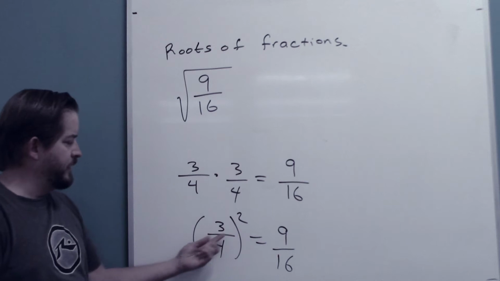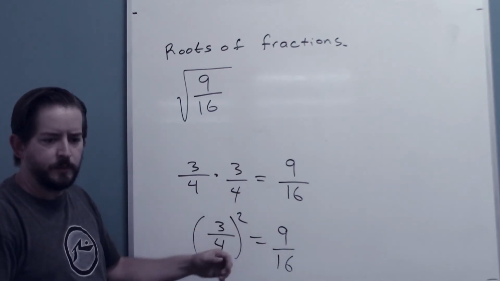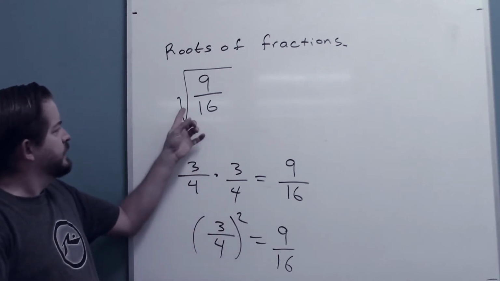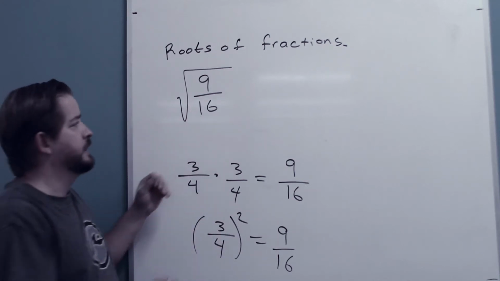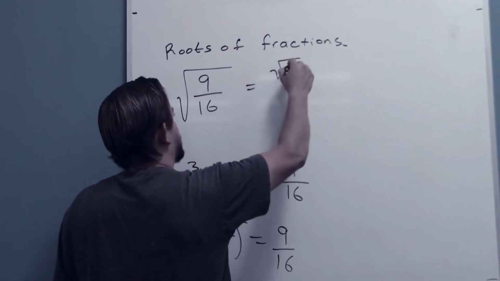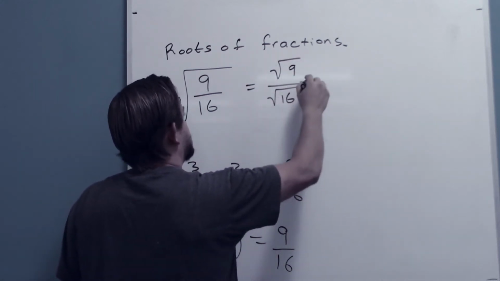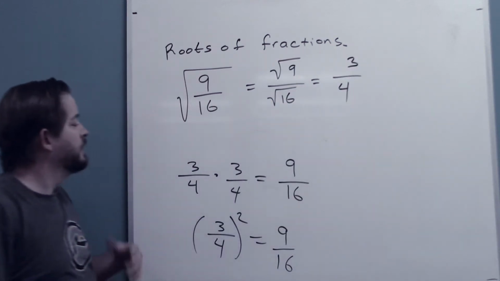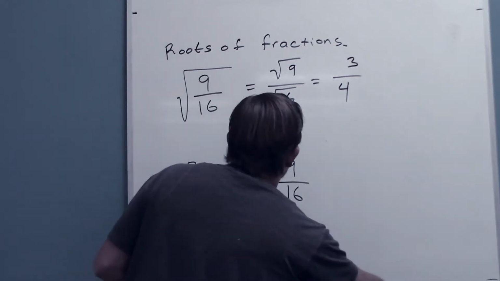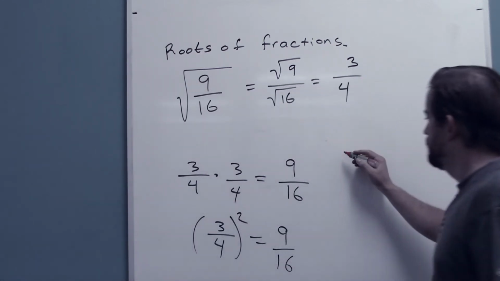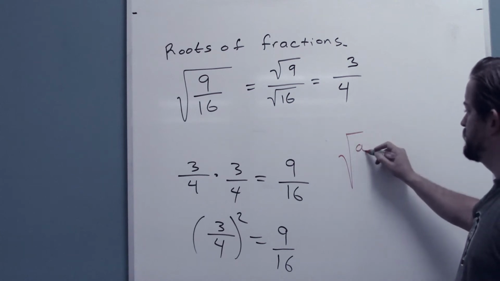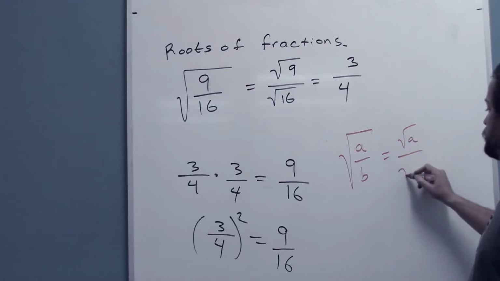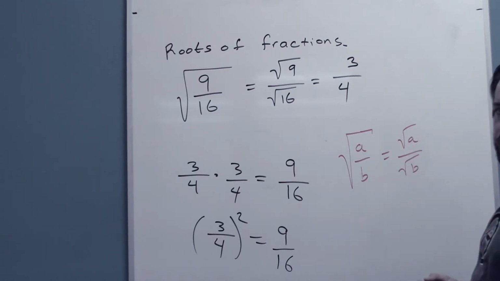And because back when we talked about exponents, 3 over 4 squared is the same as 3 squared over 4 squared, this square root kind of distributes similarly. And so I can treat this like the square root of 9 over the square root of 16, and I can take the square roots individually, so that gives me 3 over 4. And so the property written out is this. It says the square root of some fraction a over b is equal to the square root of a divided by the square root of b. I can break it up into the square root of the fractions.